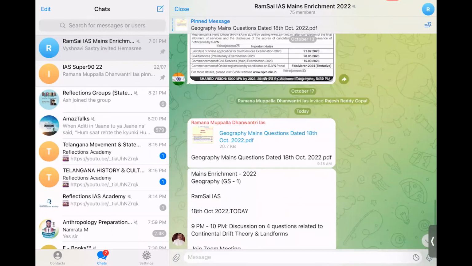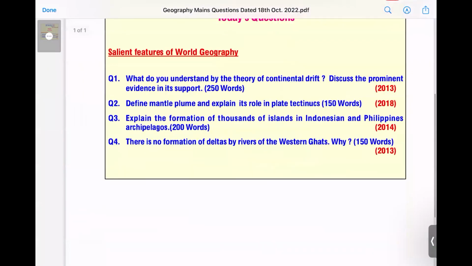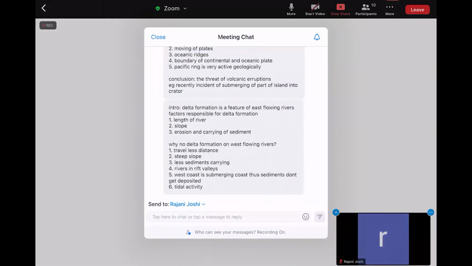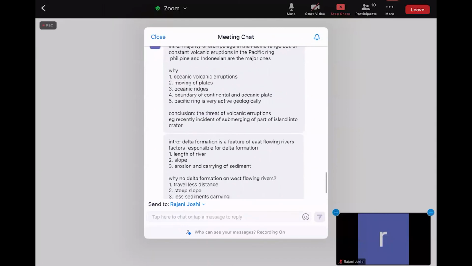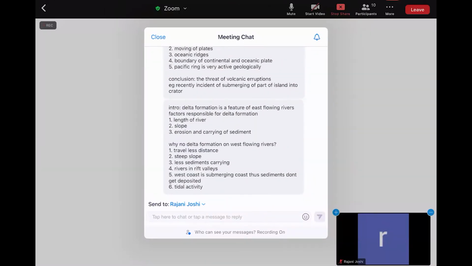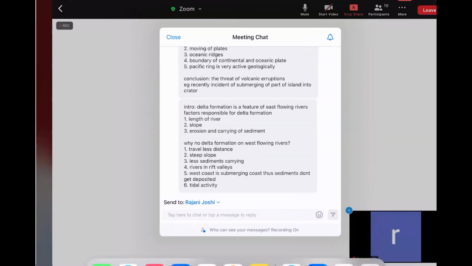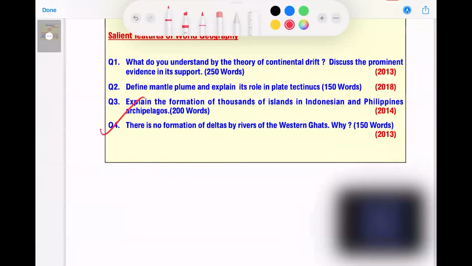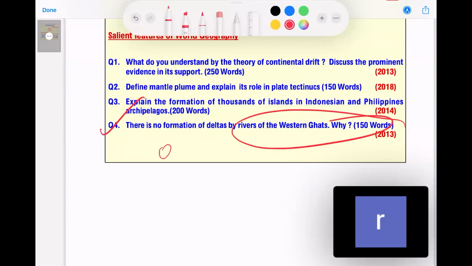So see the last question. There is no formation of deltas by rivers of Western Ghats. Why? Yes, a very straightforward question where every one of you will have points to mention. What Rajni has told, more or less it's the same thing which everyone will be writing. In fact, it's a very strange thing that they have asked this for 150 words, because later on it has actually become an objective bit. You must have seen it in the objective bits.